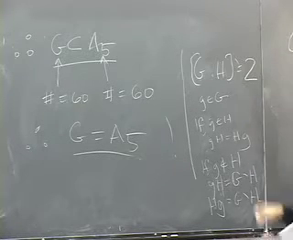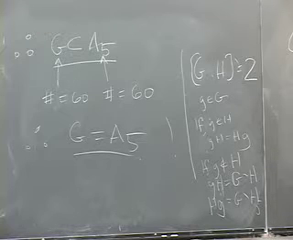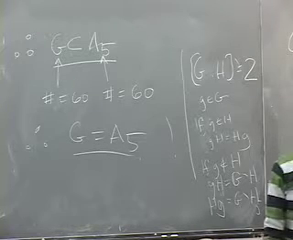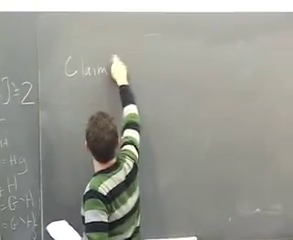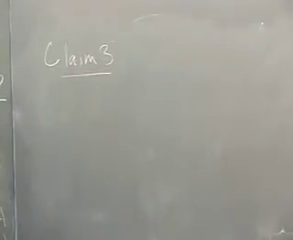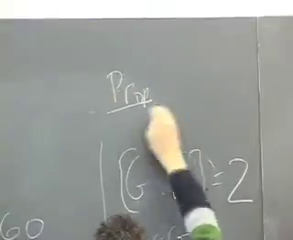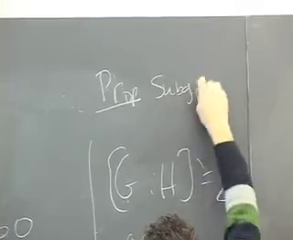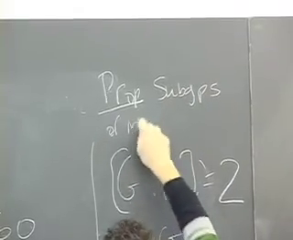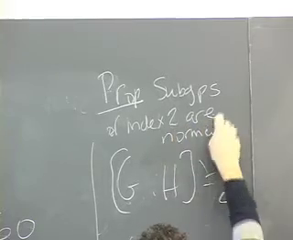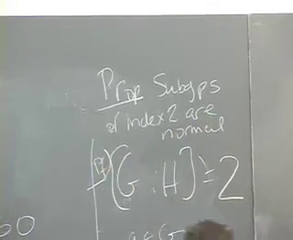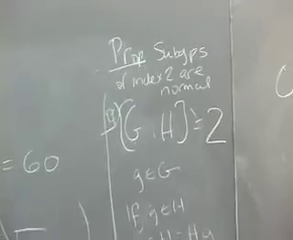Anyway, this is definitely a good fact to know. You should know that subgroups of index 2 are normal. You can definitely leverage this quite often. It's a very, very useful fact. So let me just label this thing. Proposition: subgroups of index 2 are normal. Proof. There, it's official.